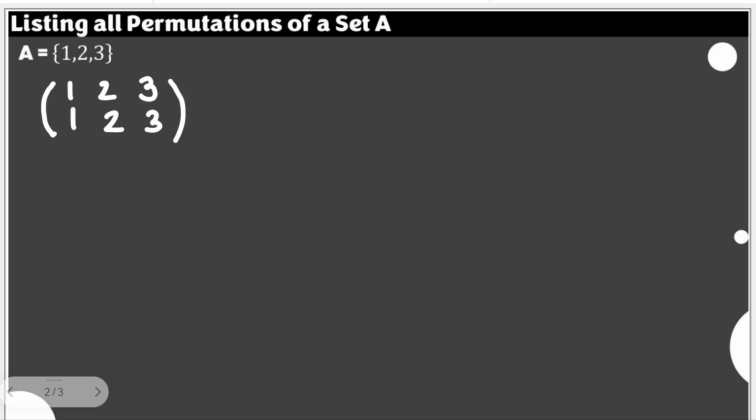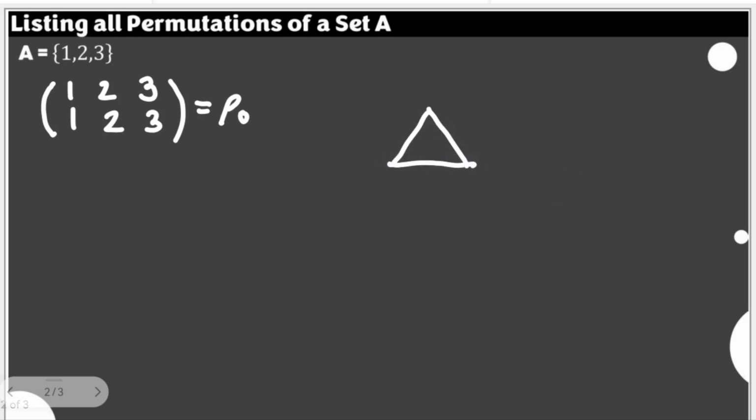Notice that only one element is mapped to each other because it's bijective, 1 to 1 and onto. This is one of the first permutations that we could draw for this specific set A. This is considered the identity permutation since the elements are just mapped to themselves. Generally we label this as rho sub 0. That's our identity permutation.